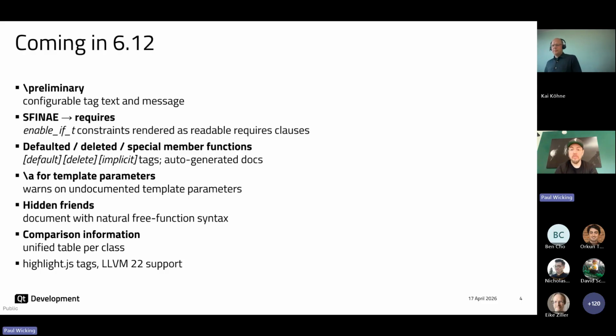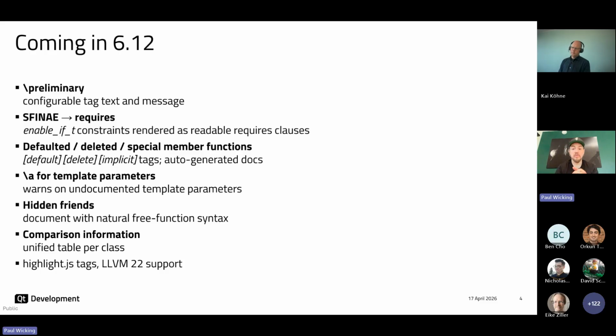A couple of quick ones. We have SFINAE rendering coming up in 6.12. So enable_if<T> constraints now come out as readable requires clauses. This is where the requires clause work from 6.11 first starts to pay off. And we have some more C++20 concept rendering planned for May.